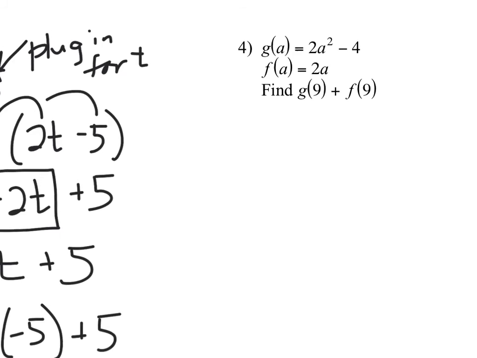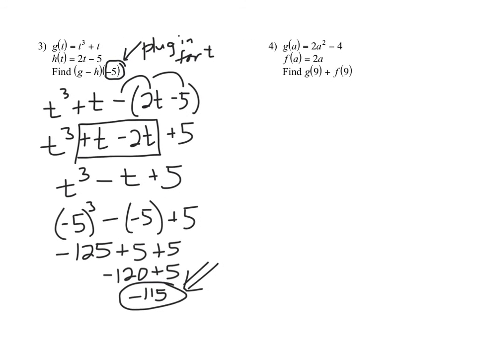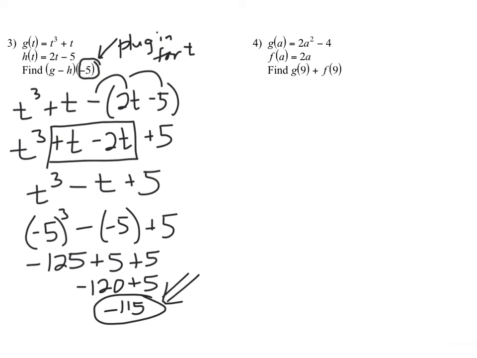Okay, so let's take a look at number 4 now. Number 4, we have g of a is 2a squared minus 4, and f of a is 2a. I want to know what g plus f is, and then I want to substitute in the number 9. So you'll notice how they have these guys separate. This is the exact same thing as saying g plus f of 9, just like in the last problem.